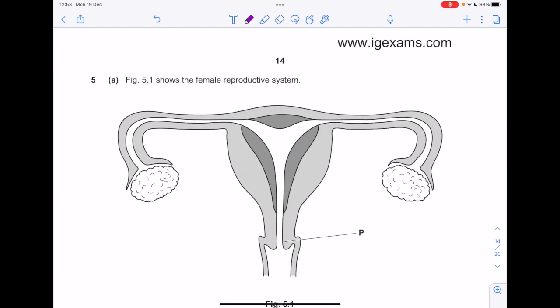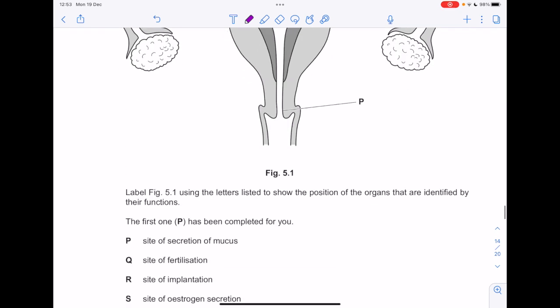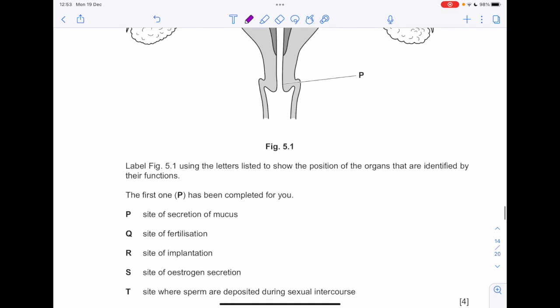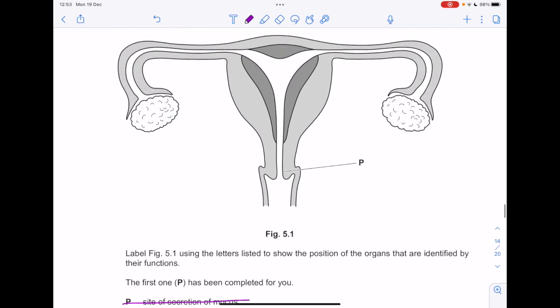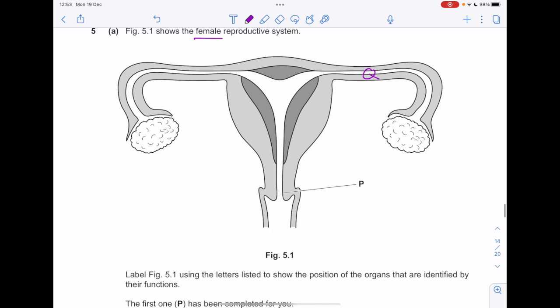Figure 5.1 shows the female reproductive system. Label 5.1 using the letters listed to show the position of the organs that are identified by their functions. The first one, P, has been completed for you. So P is the site of secretion of mucus, so that's done. What about Q, the site of fertilization? That takes place in the oviduct.